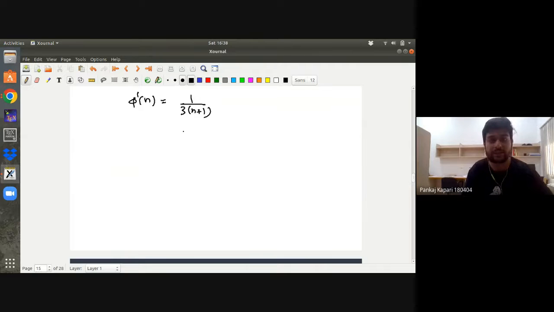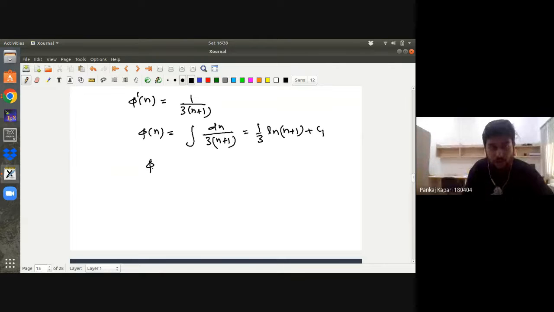Now we can integrate this with respect to n to get the function phi of n. After integrating, phi of n is equal to the integral with respect to n of 1 divided by 3 times n plus 1. This integral is one-third the log of n plus 1 plus a constant c1. So how do we find the value of c1? Just put n equal to 0, phi of 0. When you put n equal to 0, this will become a log of 1.